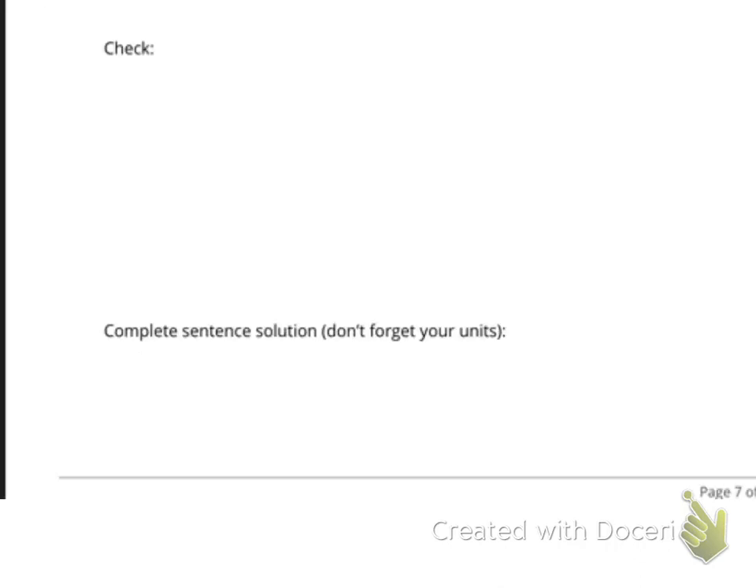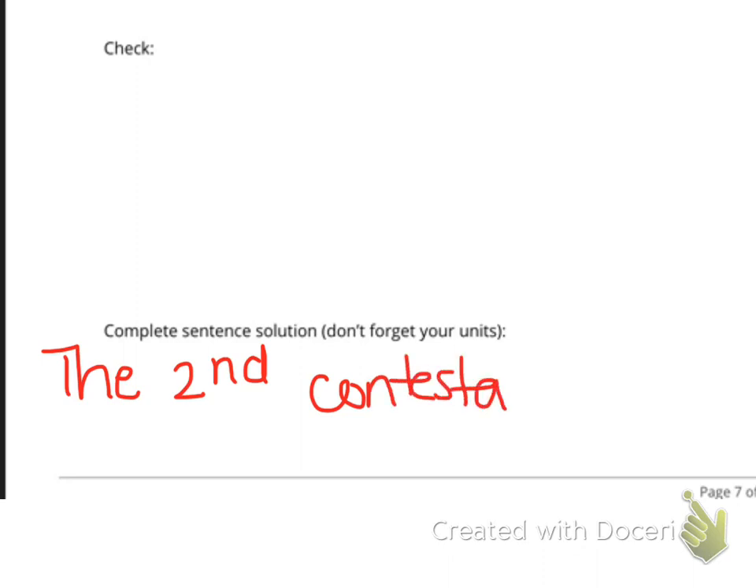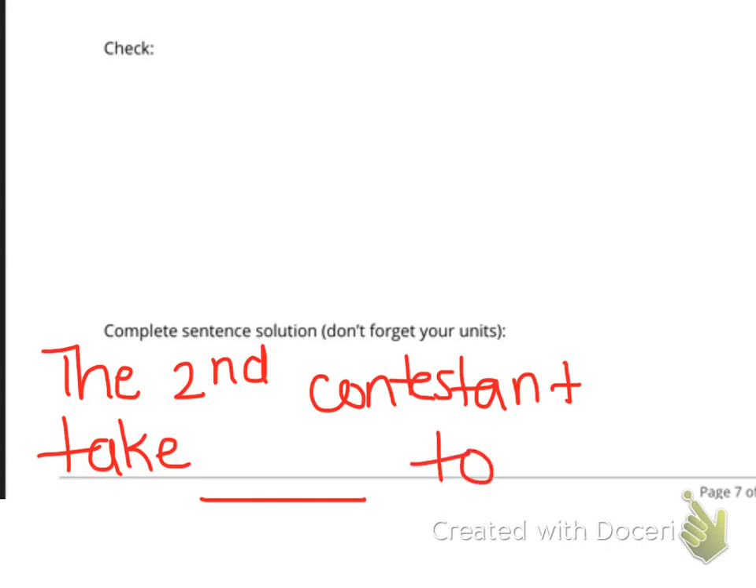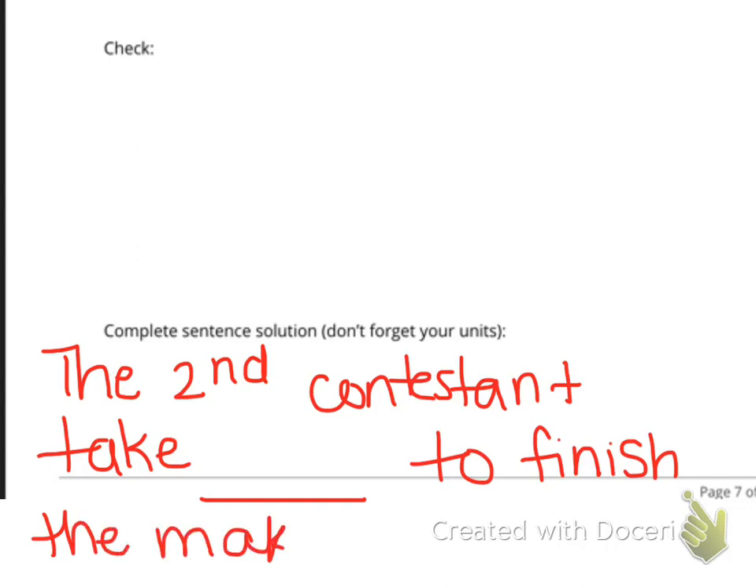After I figure out the question, I want to jump to the part that says complete sentence solution and say, the second contestant takes, and leave a blank, to finish the makeup. This way, I already have my answer set up, I already know what I'm looking for, and I've already got partial credit on this problem because I have not left it blank.